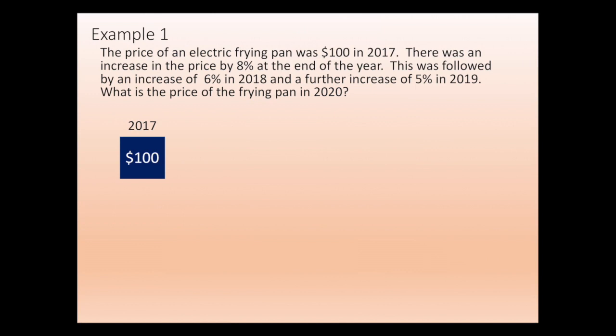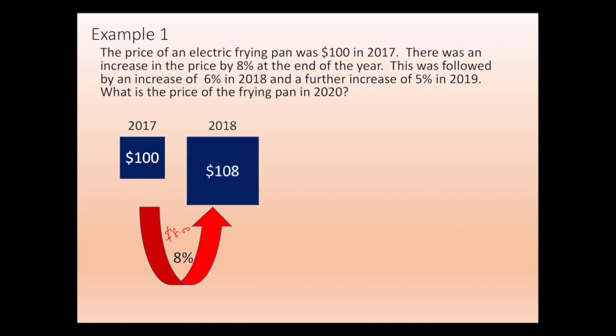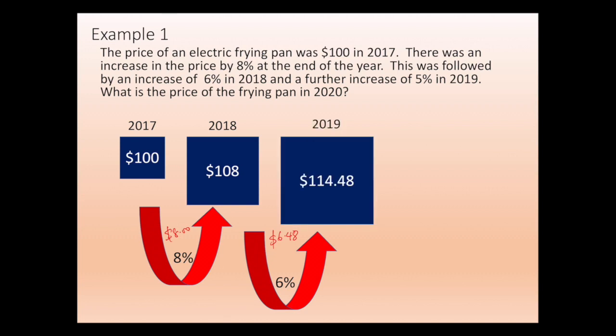Alright, I'm going to illustrate this pictorially first. In 2017, the frying pan was $100. And then we add in 8%, which is $8. And the price at the start of 2018 would be $108. After a year, could be due to inflation, like I say, or could be due to rent increase, the shopkeeper decided to put it up by 6%. So this time, you know that 6% of $108 is $6.48. And therefore, at the start of 2019, the price is now $114.48.